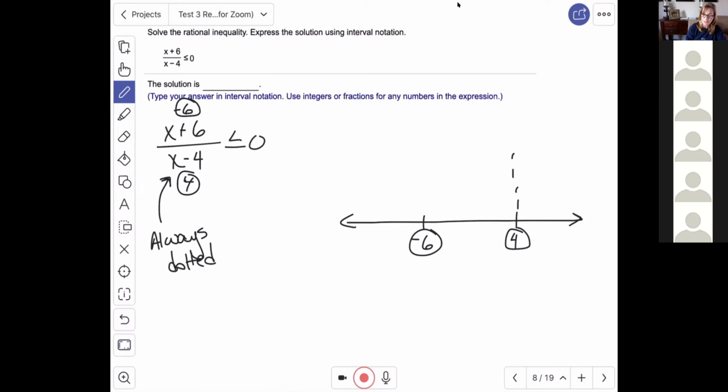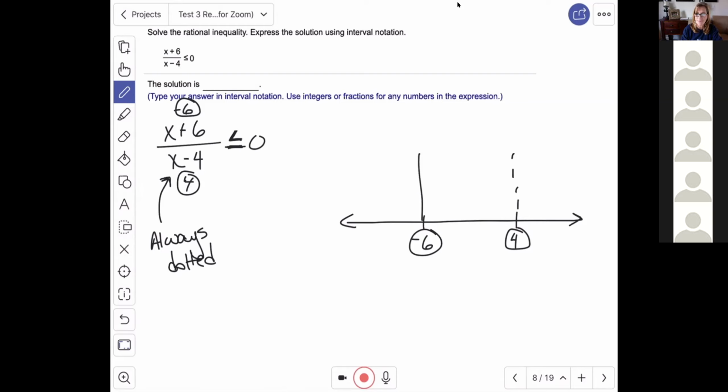But the numerator is different. I can plug in -6 and get 0. So the top one depends on whatever I'm asking for, and this said less than or equal to. Most people will miss it because they'll see the less than or equal to and draw straight lines for both of them. But if that denominator has a straight line on it and you put a bracket, you've missed the problem.